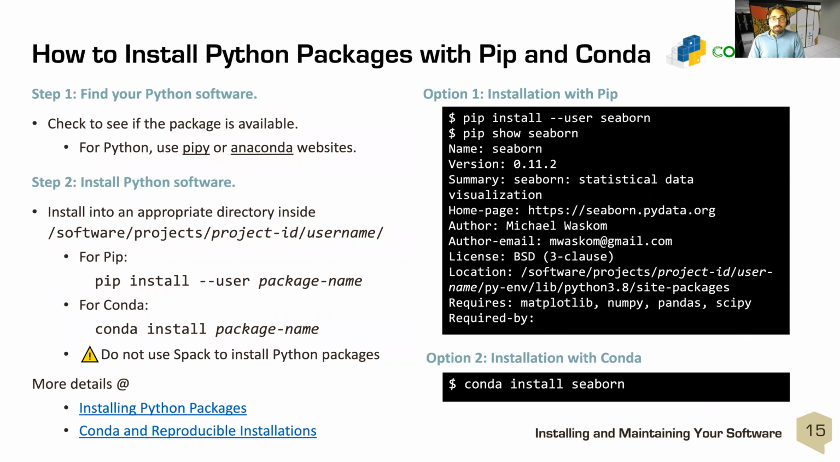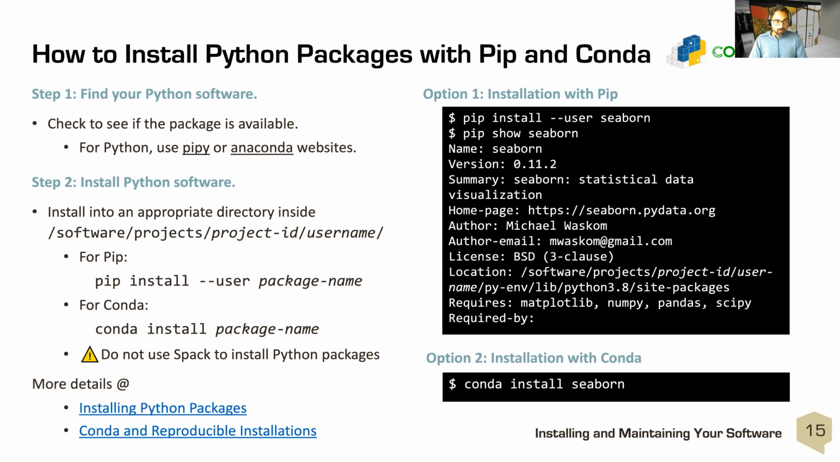So how to install Python packages with pip? For Python packages, we would use pip and Conda. This is a recommendation. We do not recommend using Spack for Python or R or possibly some other interpreted languages as well. For checking to see if packages are available, for Python, there are sites that you can check: the Anaconda and pip sites.